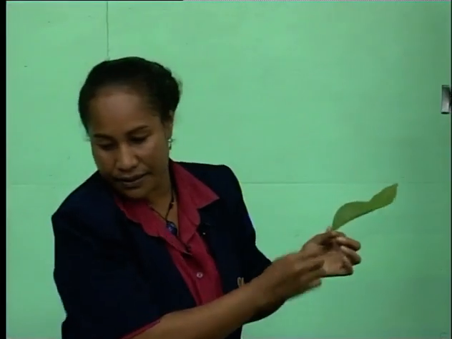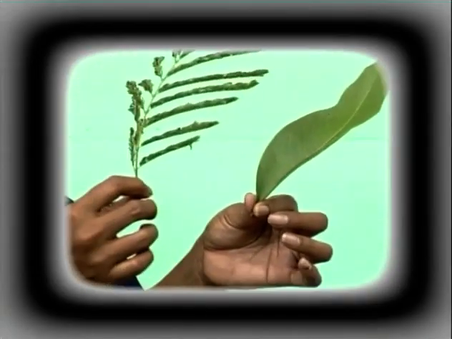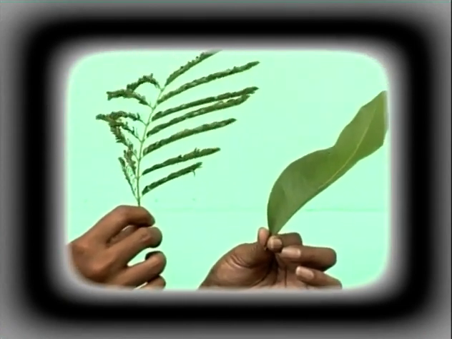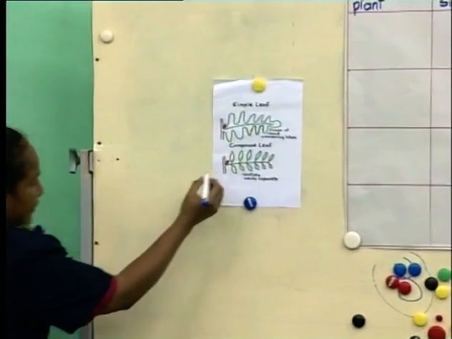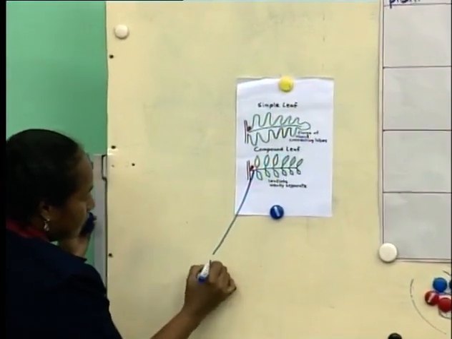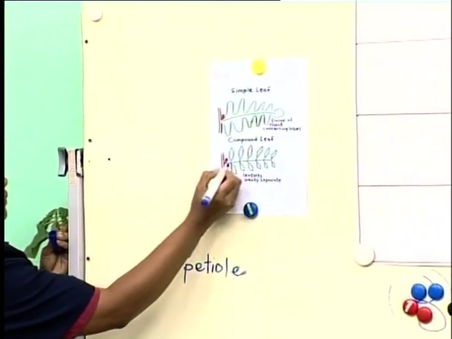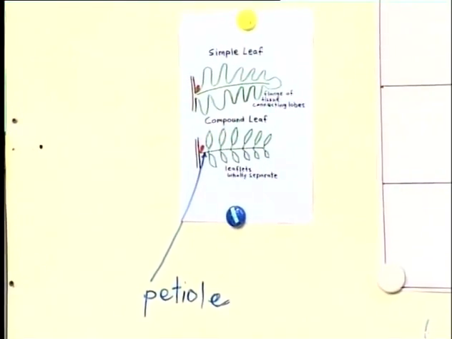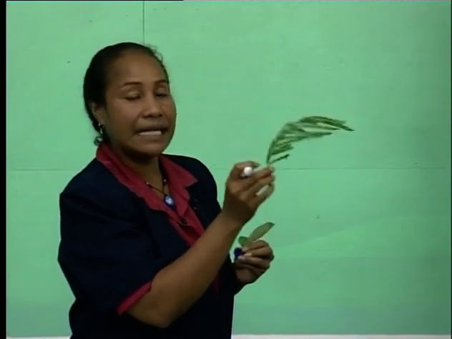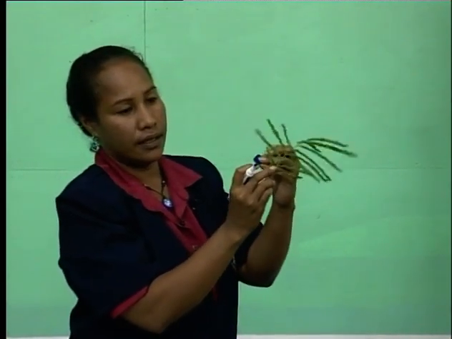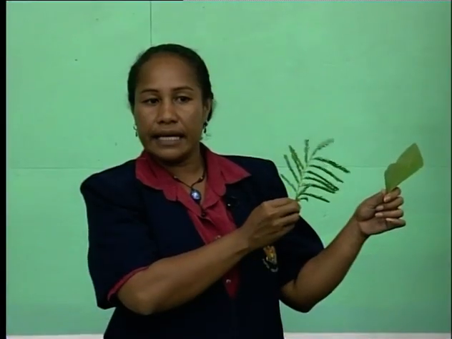Whereas a compound leaf has many leaves, leaflets on the petiole. Petiole, I mean, this is called a petiole. Many leaves, many leaflets on the petiole. So that is the difference between a simple leaf and a compound leaf.